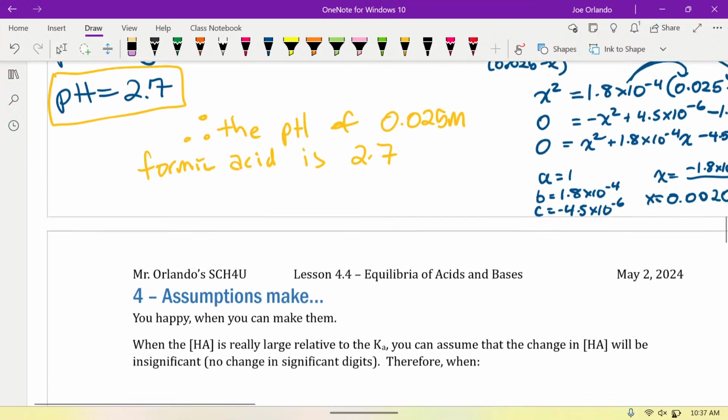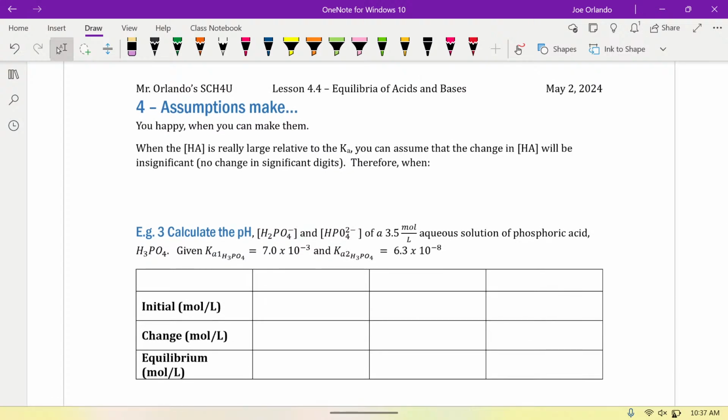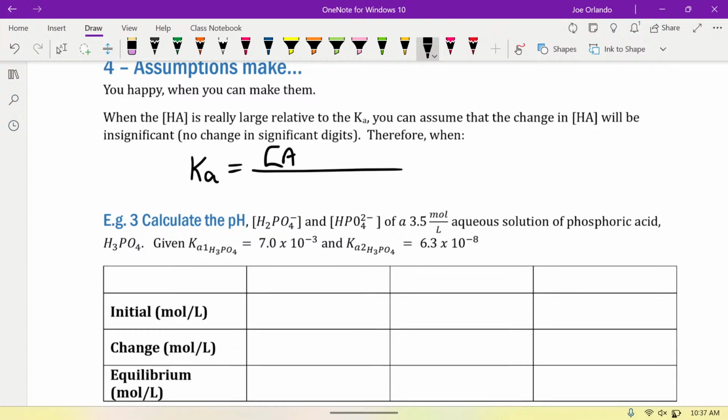Yeah. Okay. Do we have time to... Yeah. We're not going to do the whole math, but I want to look at an assumption. Okay? When we have Ka equals the concentration of A minus times the concentration of H3O+ divided by the concentration of HA, all right? Which one of these typically has the subtraction in it?